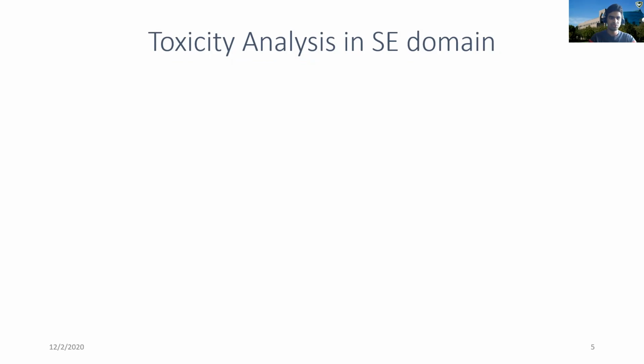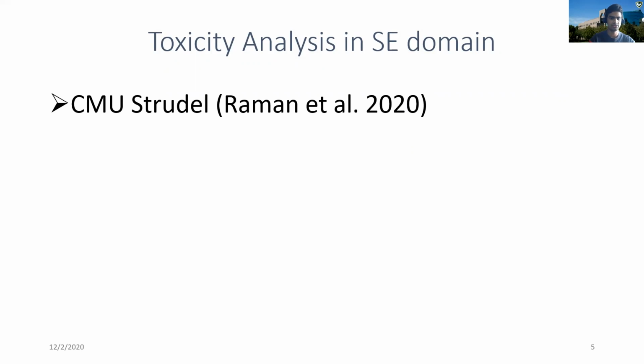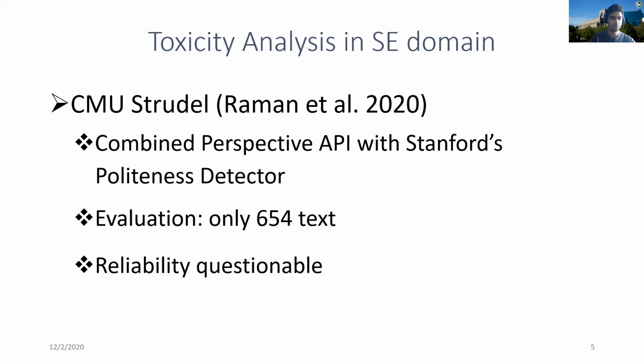Now, why do we need toxicity analysis in the software engineering domain? Based on prior research, NLP tools need to be customized for domain-specific text. With this goal, Raman and his colleagues developed a tool to detect toxic content in the software engineering domain. Basically, they combined the Perspective API with the Stanford politeness detector, but they evaluated their tool with only 654 texts. For that reason, the reliability of their tool is questionable.